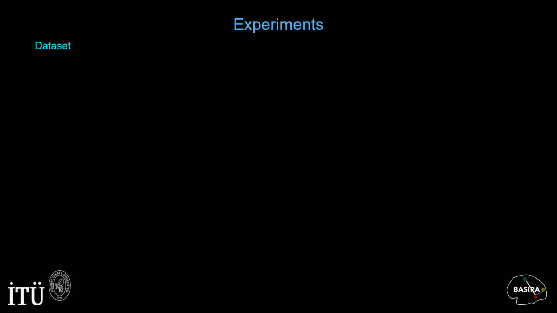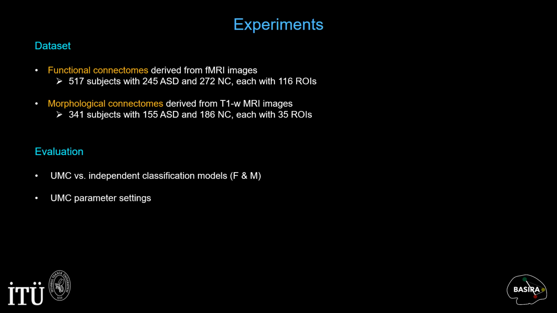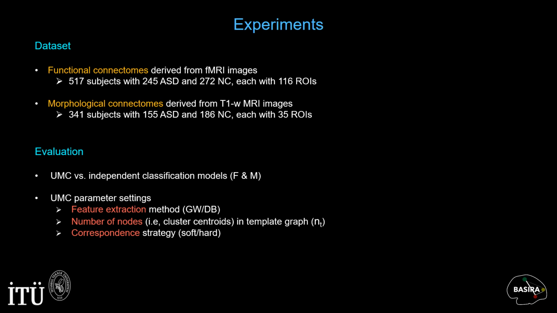In our experiments, we used a dataset with two different neuroimaging modalities, which contain functional and morphological connectomes. Each dataset is nearly balanced and has different number of nodes. We benchmarked our UMC model against classification models trained on each dataset independently. Also, in order to see the best results, we repeated our experiments on UMC model with different combinations of model parameters such as feature extraction method, number of nodes in the template graph, and the correspondence strategy. All tests are done using 5-fold cross-validation.